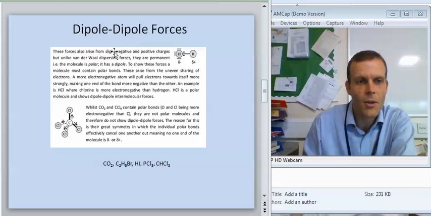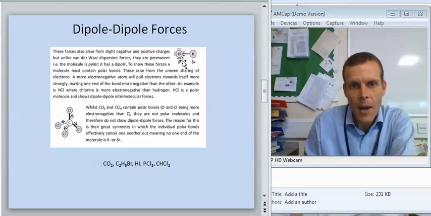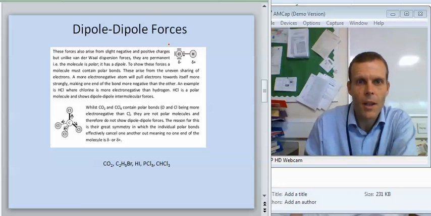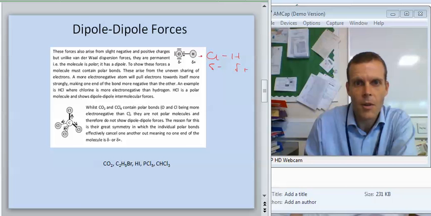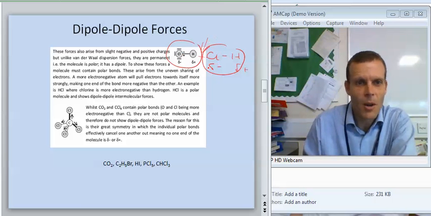Dipole-dipole forces. Now we talked in the last section about polar bonds, and if we have a polar bond like that, we know that we've got one end that's going to be slightly negative, one end that's going to be slightly positive. And so if we draw on another molecule like that, that end's slightly negative, that end's slightly positive, what we find is that there is a weak force of attraction between them, and we describe this as a dipole. This is also a dipole, that's a force, so it's a dipole-dipole force of attraction.